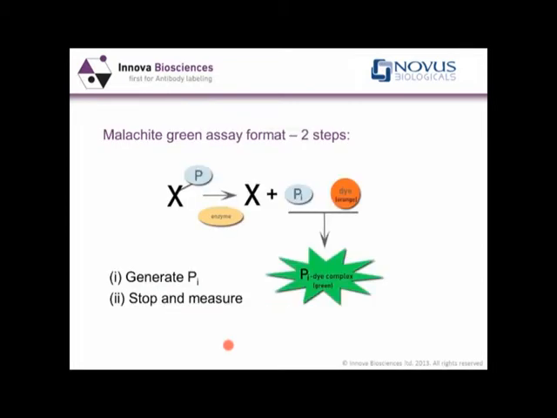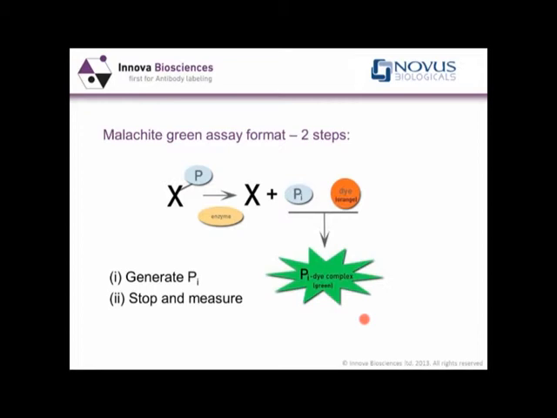Right, turning back to this Malachite green assay format. There are 2 distinct steps. Phosphorylated substrate is converted into X, in this case, plus inorganic phosphate. Then in a second stage, we stop the reaction with a dye, which contains acid, which leads to the formation of a Pi dye complex, which is green.